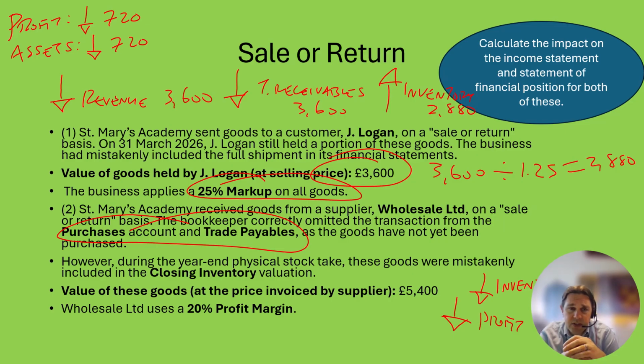The second one, what about if we purchase on a sale and return basis? We didn't record the sale and return as a purchase. We didn't put it in trade payables. So most of the way we're correct. However, we've accidentally counted items that were on a sale and return basis and included them in our inventory valuation. So we have to remove those clearly. We're going to remove the value of those items. 5,400, that's the amount we were invoiced, so that's the amount we'll reduce it by. So we'll reduce our closing inventory by 5,400. That will reduce our profit by 5,400 because cost of sales will go up. It will also reduce our assets because our inventory valuation would reduce by 5,400 as well.